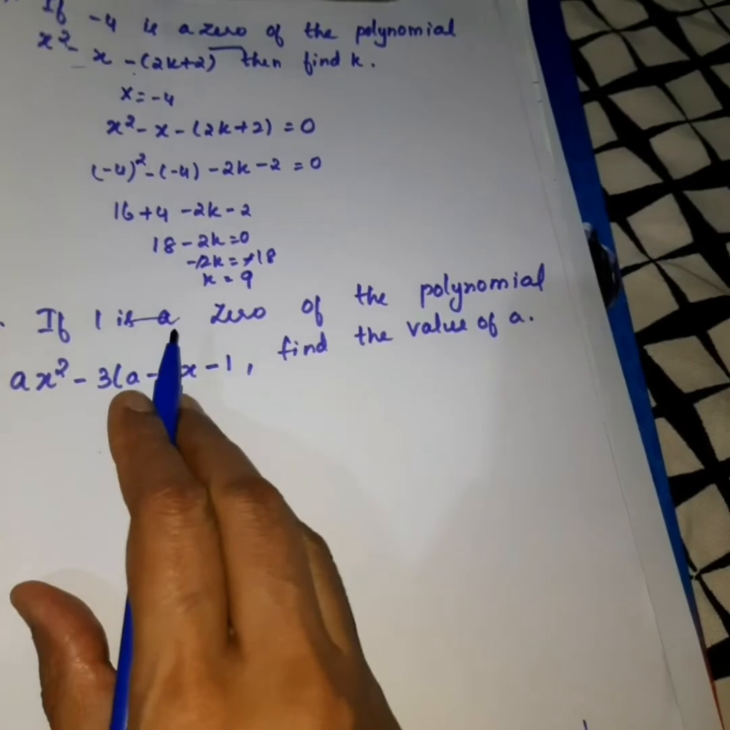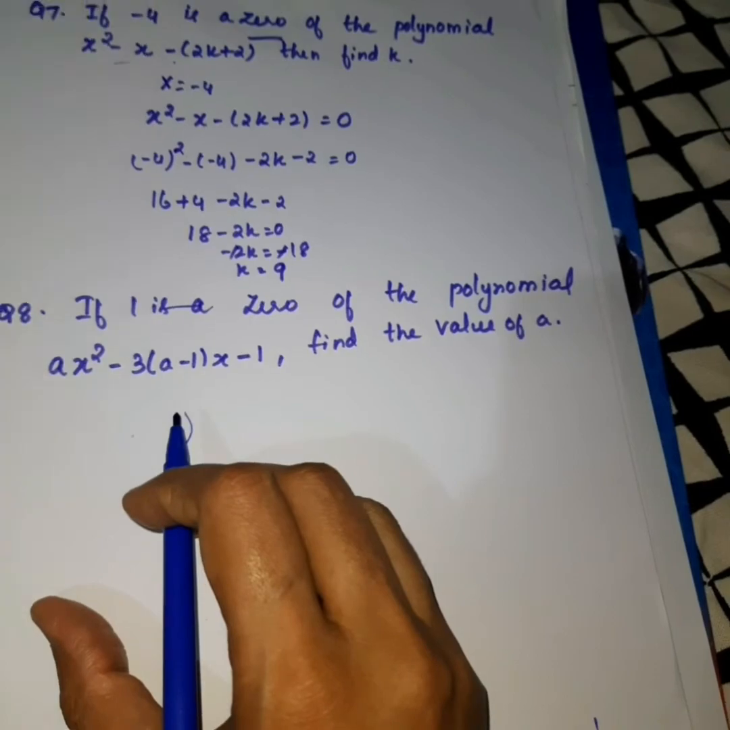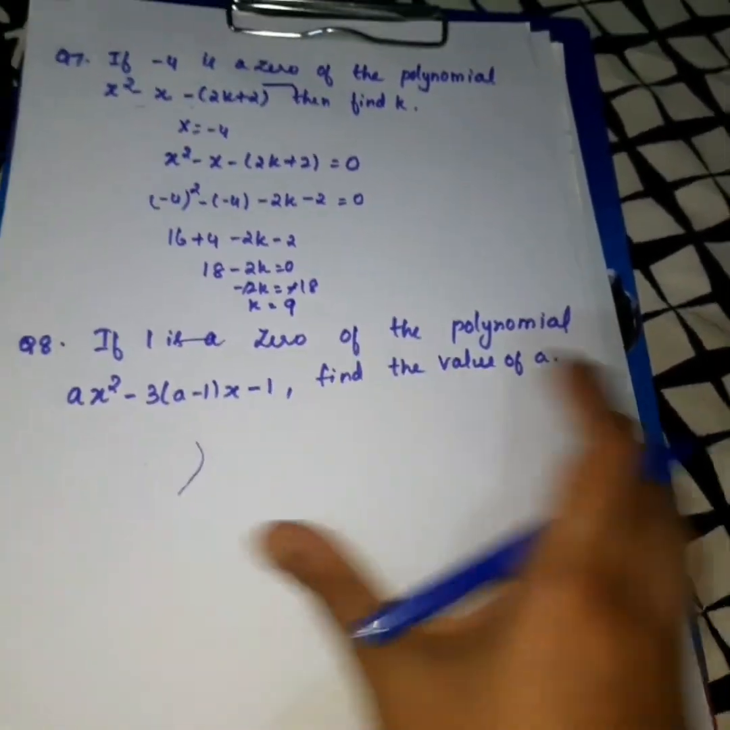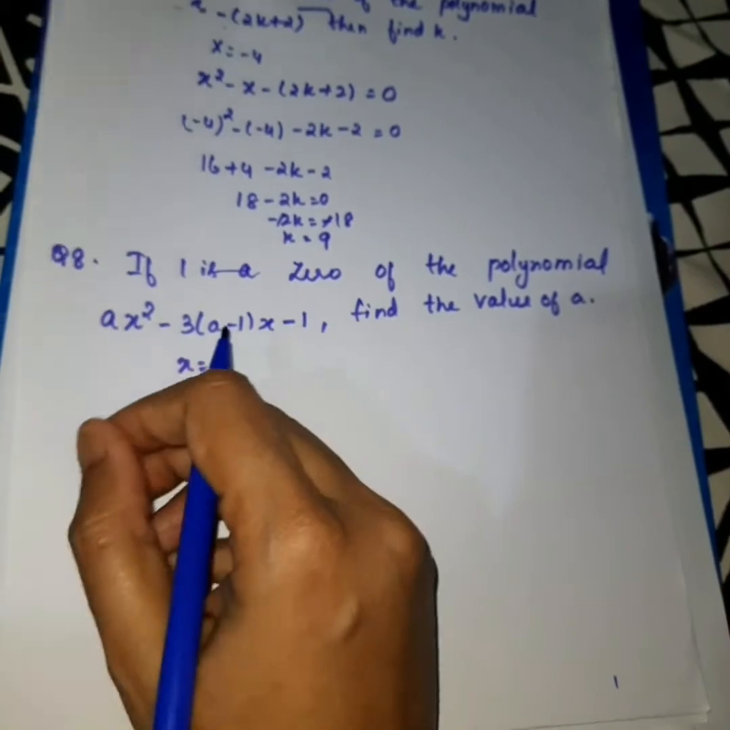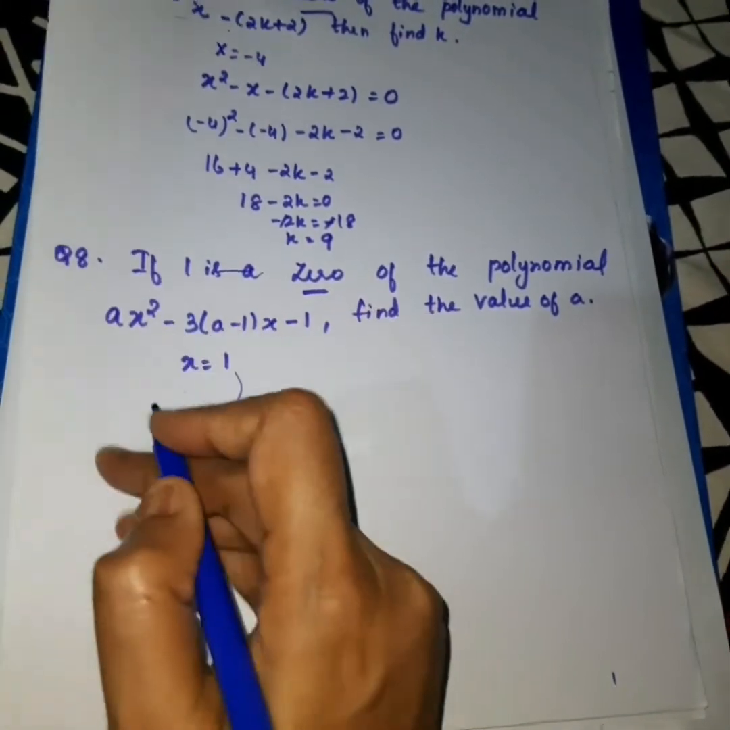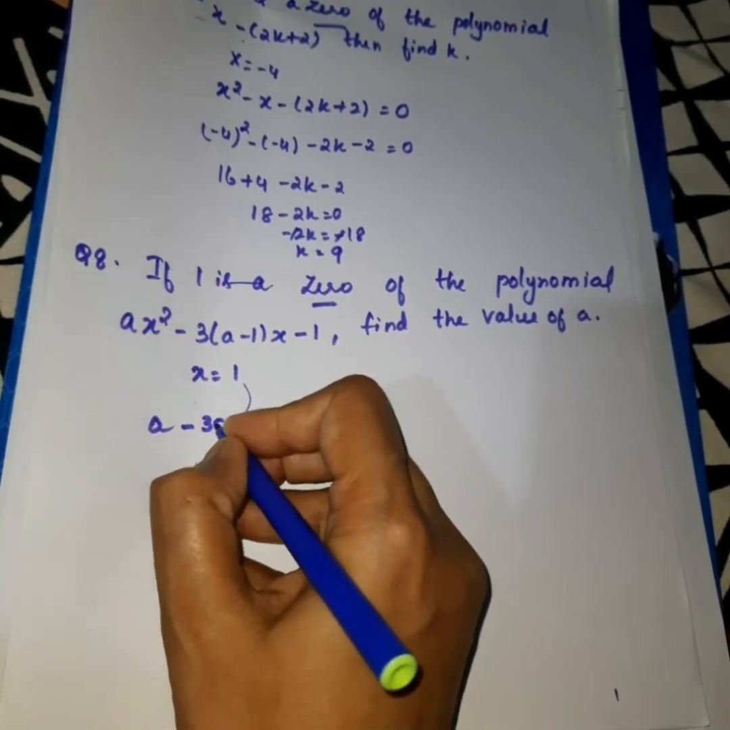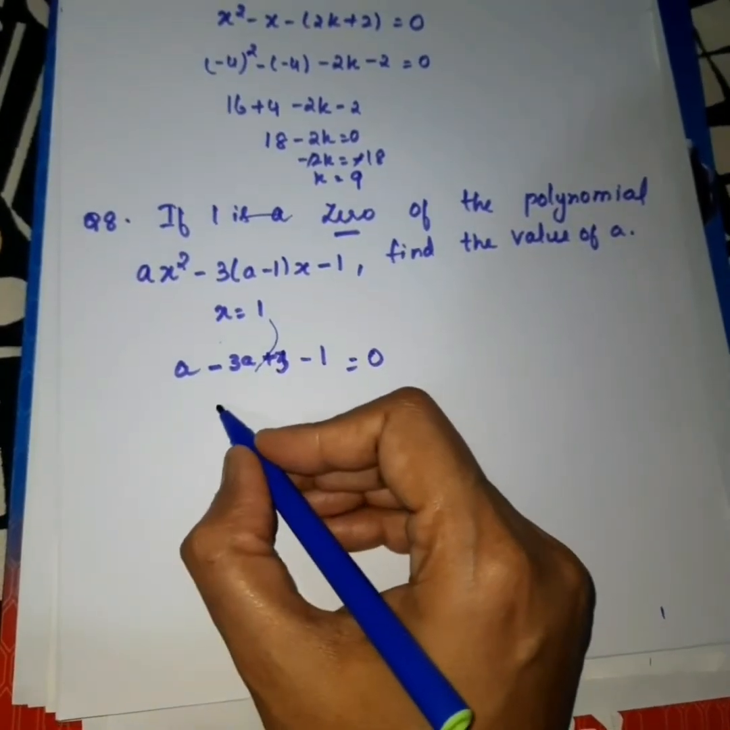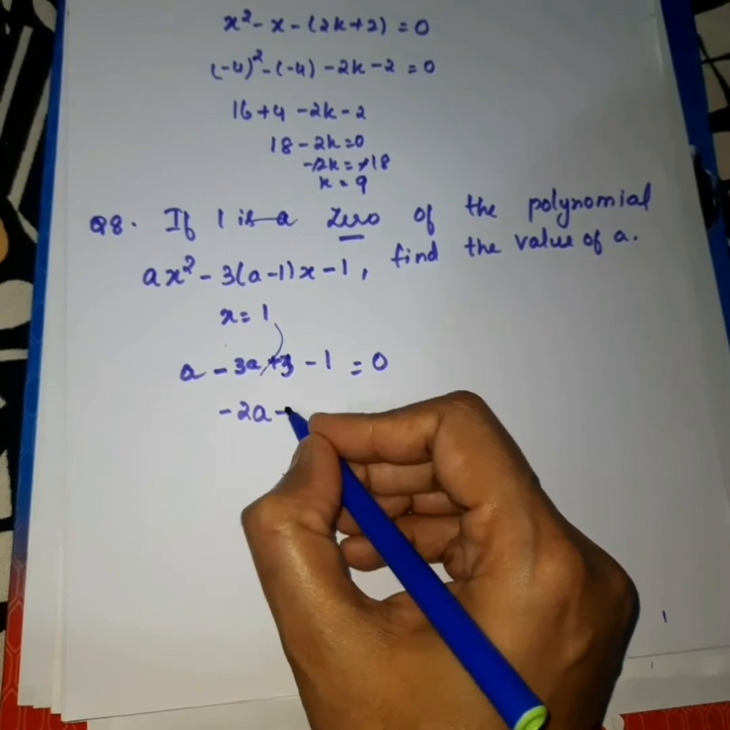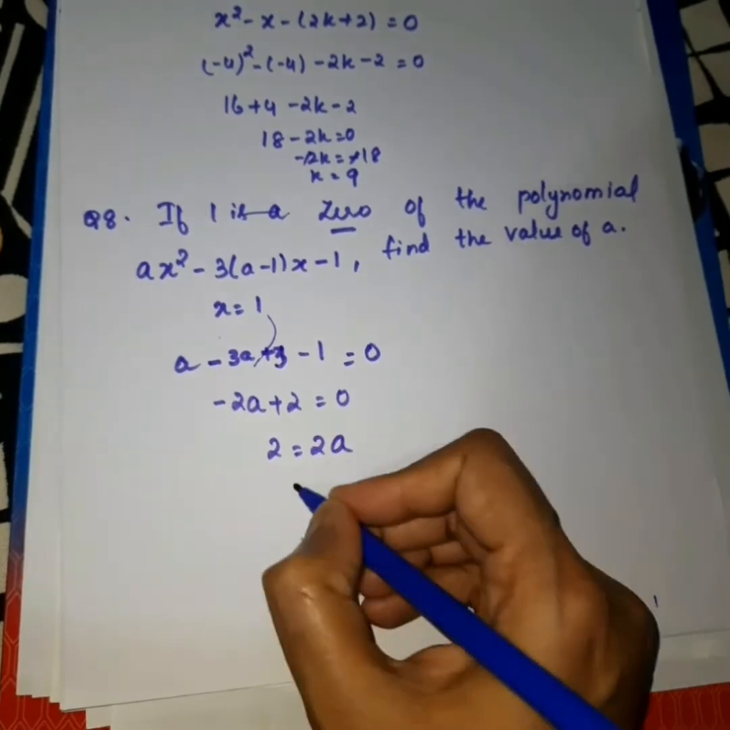Question 8. If 1 is a zero of the polynomial ax squared minus 3 into a minus 1 x minus 1, find the value of k. So if one of the zeros of the given quadratic polynomial is 1, by substituting that 1 as x, we can get the value of a. So a into 1 square minus 3a plus 3 minus 1 equal to 0. So minus 2a plus 2 equal to 0. So value of a is 1.